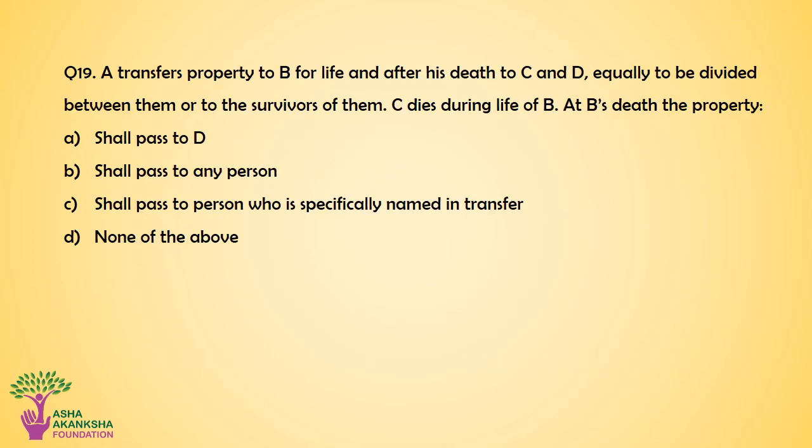Question number 19. A transfers property to B for life and after his death to C and D equally to be divided between them or to the survivors of them. C dies during the life of B. At B's death, the property, option A, shall pass to D, option B, shall pass to any person, option C, shall pass to person who is specifically named in transfer, or option D, none of the above. The correct answer for this question is option A, shall pass to D.